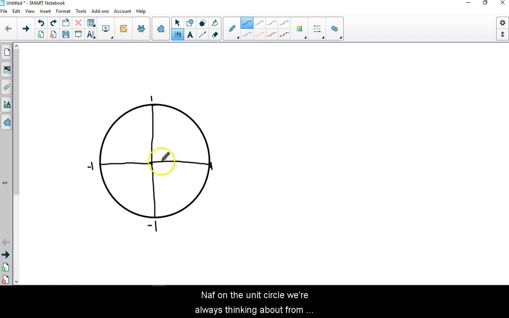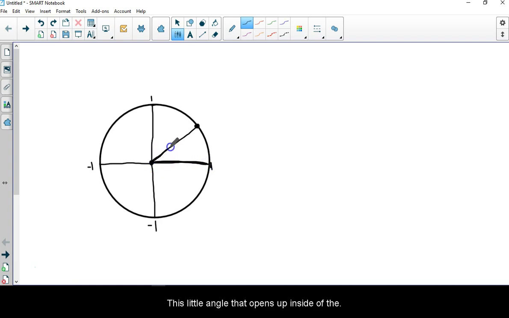Now, from the unit circle, we're always thinking about from the center. Later, this will be called the pole, when we're talking about polar coordinates. So imagine that you're standing at the very center, at the origin, and you kind of throw a lasso off to the side, and you wrap that around a point along the circumference, anywhere right here. Now, you're going to be standing on this ground right here.